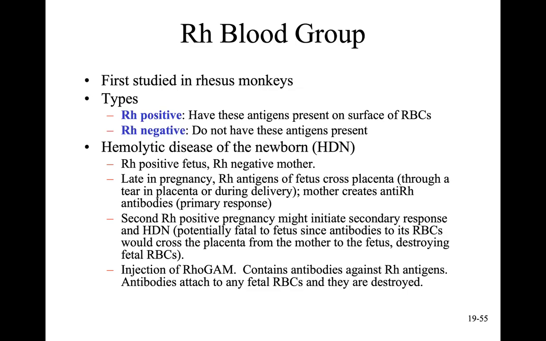Now, we do RhoGAM shots with every subsequent pregnancy. So mom has, let's say, 4 kids. First child's okay. At birth, for that first child, we're going to do a C-section and give her a shot of RhoGAM. Second child, do the same thing, right? C-section with RhoGAM. All to make sure that mom's immune system stays naive to it, stays unprimed, so she doesn't form antibodies.